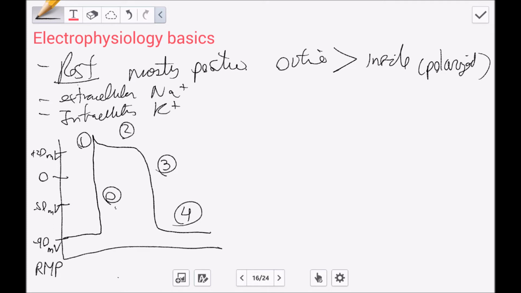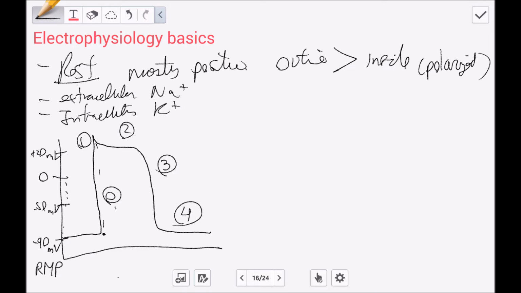In 0, sodium rushes into the cell, because remember, sodium is extracellular, outside of the cell. So sodium rushes into the cell very, very fast, and hence you get the spike right here. But calcium is also rushing in at the same time with sodium. So you have two positive things rushing into the cell very, very fast. Therefore, your cell becomes less and less negative, as you can see here. It goes from minus 90 very quickly to almost plus 20.